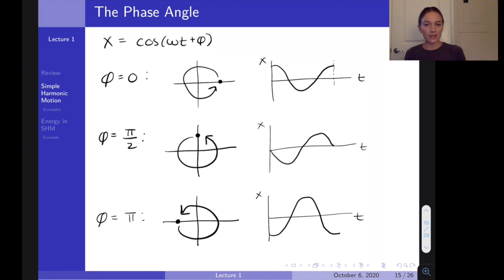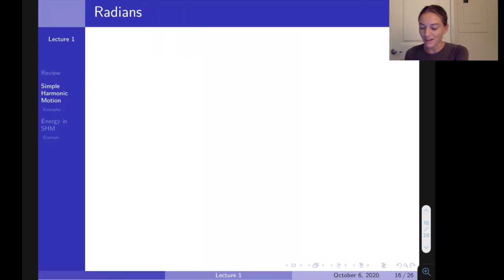So that's just what the phase angle means. It's just a shift of your cosine graph. It's telling you your starting position. Okay, and then I also want to go over what a radian actually is, because everyone uses radians, but I find no one actually knows what they mean. I know I certainly was never taught what a radian actually is. My teacher just started using it.